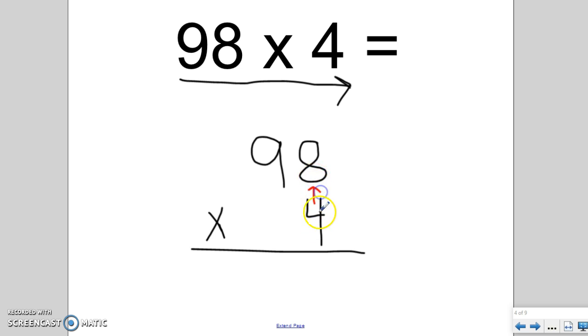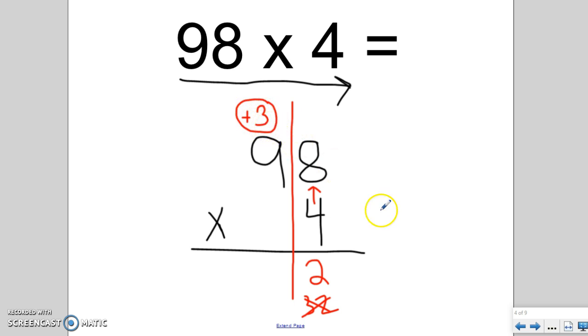So the first thing I'm going to do is take this 4 and multiply it by 8. If I break up my parking lots into my place values, I know that 4 times 8 is 32. But I cannot put 2 digits in one parking spot. So just like with addition, when this happens, we're going to put the 2 down, and carry the 3 to the very next place value. I like to put a plus sign and circle the numbers that I carry so they don't get lost, and I remember to add those on for the next step.